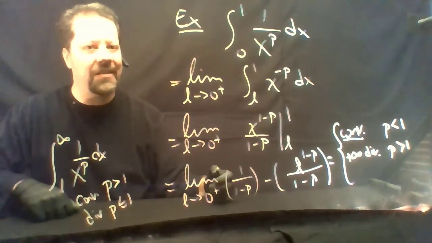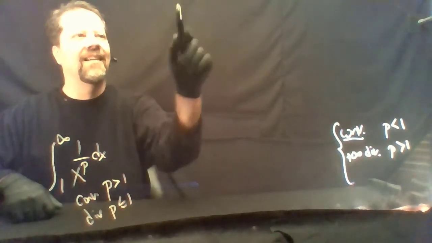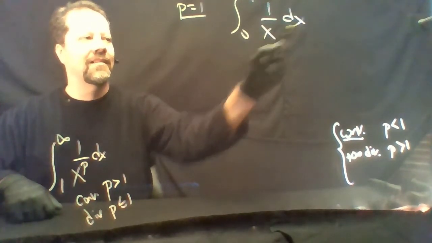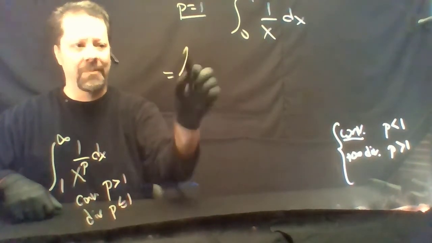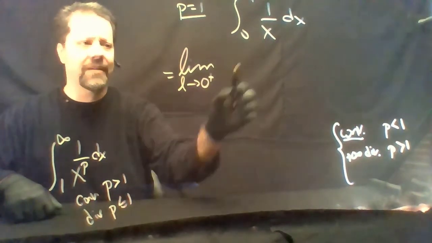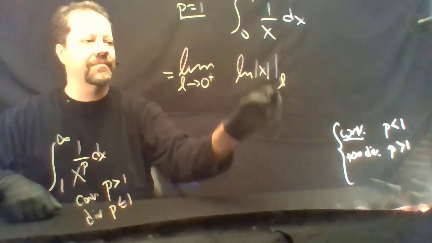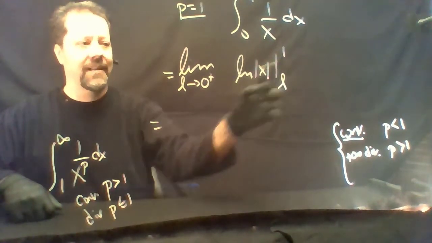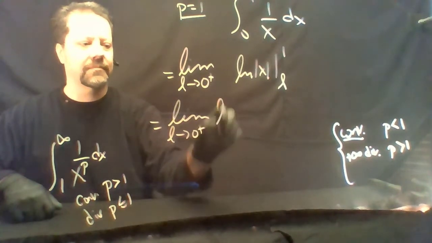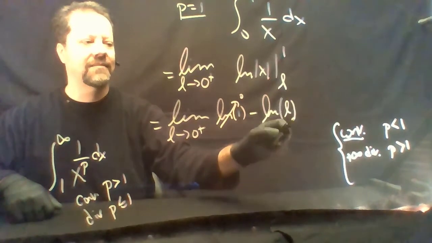That leaves only one other case to check. What happens if p equals 1? As per usual, we have to back off from the problem point. The integrand has an antiderivative of log absolute value of x. The natural log of 1 is, of course, 0. Minus the natural log of L.